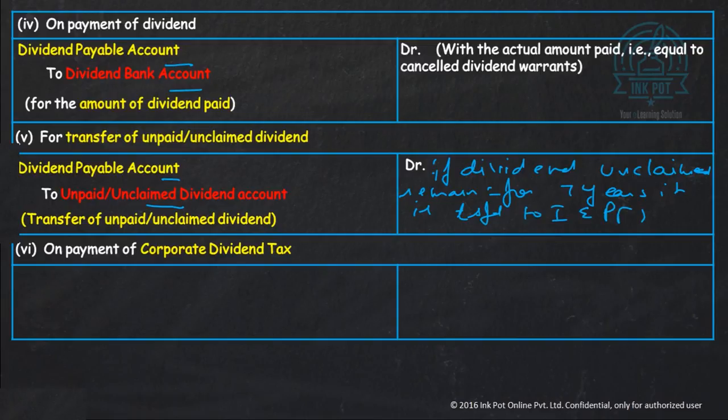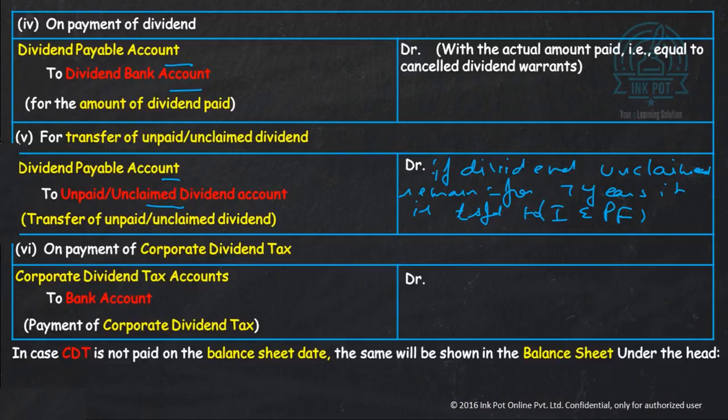Last point: on payment of corporate dividend tax, the liability that we have created is paid to the government. Entry for that: corporate dividend tax account debit to bank account. If CDT is not paid, it is to be shown in the balance sheet under the heading of current liabilities.